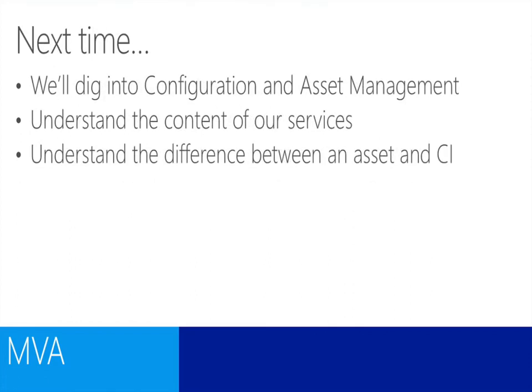All right, so next time, we're going to dig into configuration management and asset management. We'll talk about how assets and CIs are different, and how services are made up of those components. So when I look at a business service that I deliver to my customers, how is it made up of configuration items, and how do I use those relationships to make decisions?